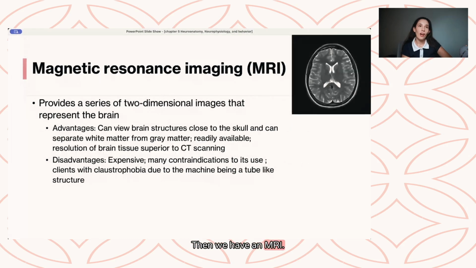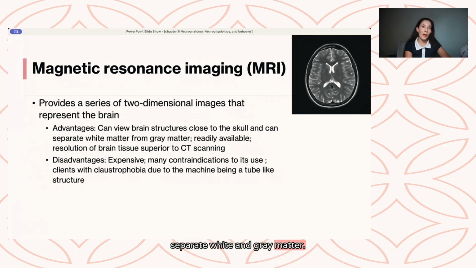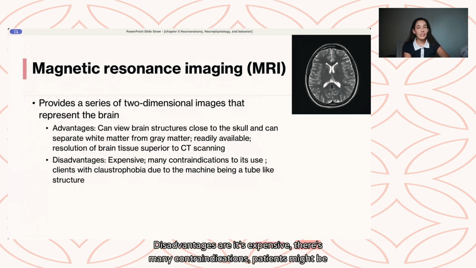Then we have an MRI. This provides a two-dimensional image that represents the brain. The advantage is that you can view brain structures close to the skull and can separate white and gray matter. Easily available. It's really superior to a CT scan. Disadvantages are it's expensive. There are many contraindications. Patients might be claustrophobic. The machine looks like a tube, so it can really stress people out.